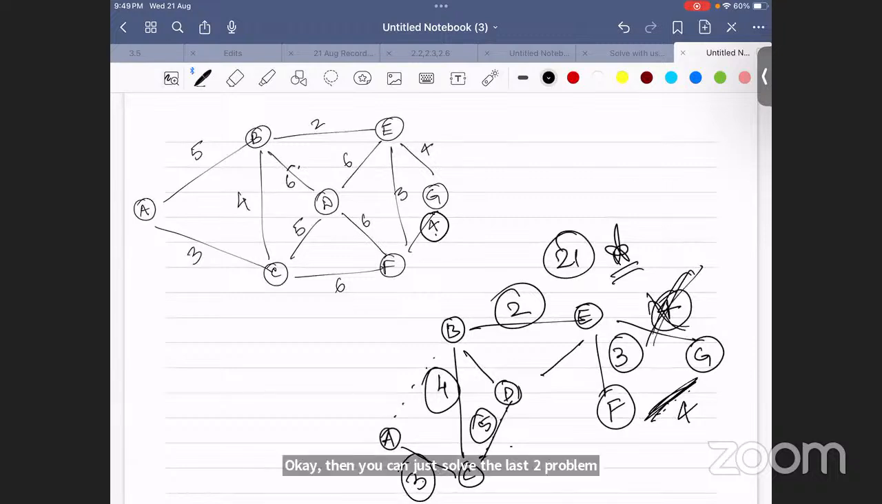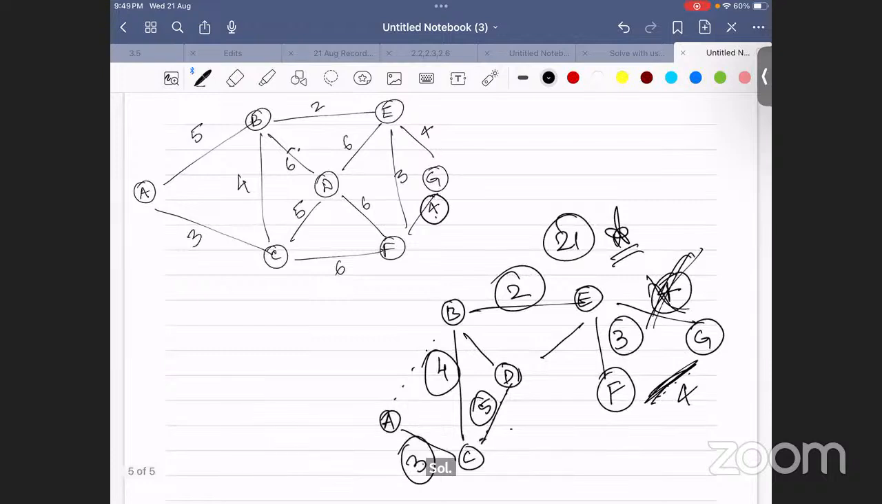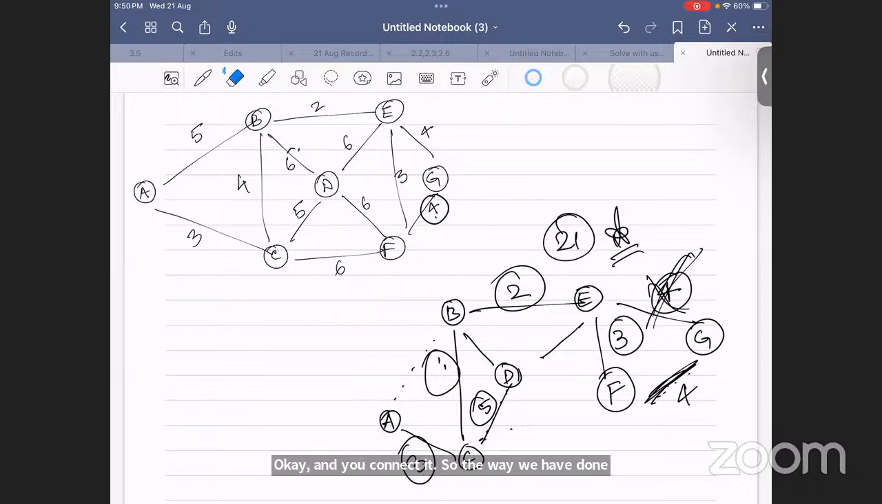Sir, one doubt. What is the difference between Kruskal's algorithm and Prim's algorithm? The final answer will be the same. Only the approach that you solve is the difference. In Kruskal, you take out all the weights. All the edges will have some weights, right? You put them in ascending order, and you start with the minimum weight and connect it. The way we have done it here, from the starting we were just taking out the edge with minimum weight. In between, the tree was not connected, right? In the end, it got connected.